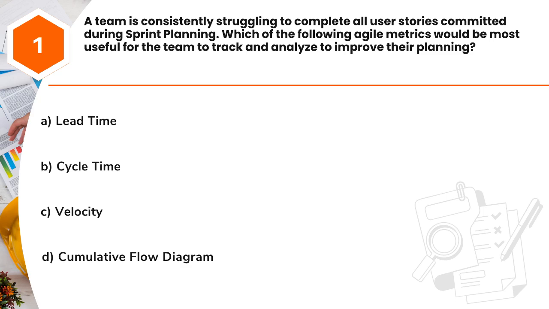Question 1. A team is consistently struggling to complete all user stories committed during sprint planning. Which of the following Agile metrics would be most useful for the team to track and analyze to improve their planning? A. Lead time. B. Cycle time. C. Velocity. D. Cumulative flow diagram.